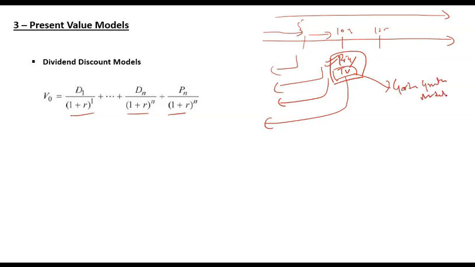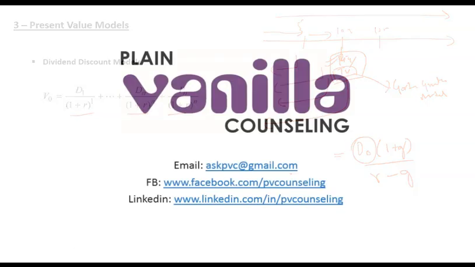The Gordon growth model says that if there is a payment or cash flow which is expected to increase at a constant rate in future, then its present value can be found using the formula D naught times (1 plus g) divided by (r minus g). R is your required return, g is the sustainable growth rate at which it will continue to grow forever, and D naught is the dividend in that particular year at which you are finding the value.